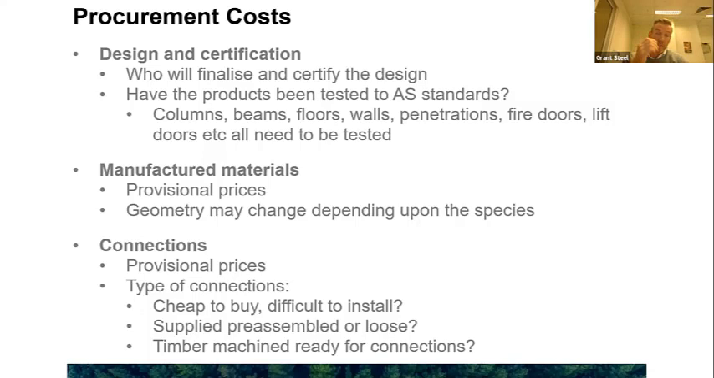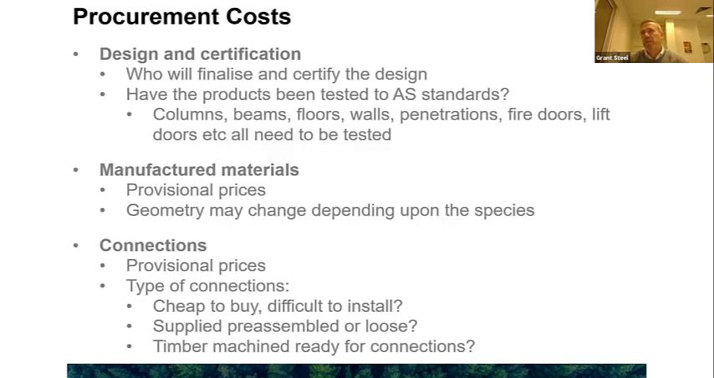On connections, similar to materials, these will no doubt be a provisional sum until the actual final design is finalized. It's important on connections to check which connections have been provisioned and allowed for in the manufacturer's quotation. You need to ask whether these are cheap to buy for the manufacturer, but they're going to be very, very difficult to install for the installer. You also need to inquire whether these connections are going to be partly pre-assembled onto the timber units or whether they're going to be supplied loose.